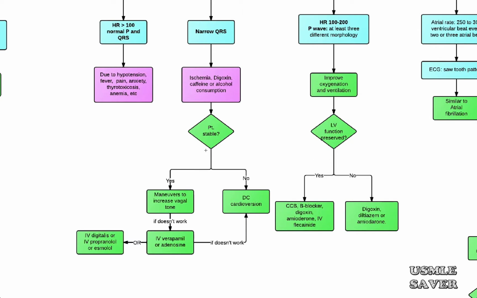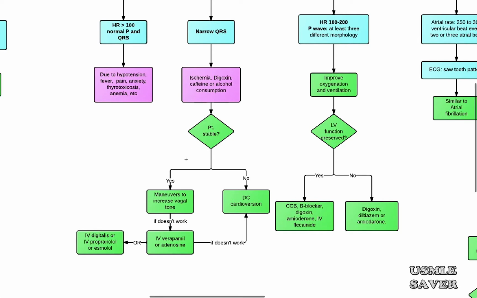Unstable means patient either has chest pain, hypotension, shortness of breath, or confusion. This is very important, so let's go over this one more time. What does it mean when it says patient is unstable? It means patient either has chest pain, hypotension, confusion, or shortness of breath.